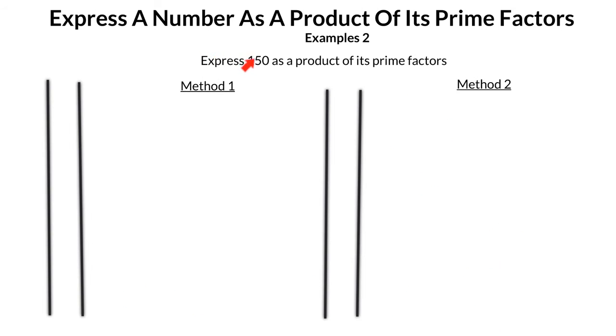Example 2. Express 150 as a product of its prime factors. In doing this, we will as well consider our two methods. Method 1, the long division approach, and method 2, the tree and branch method. We put down our number 150 here. Now the smallest number that can go into 150 is 2.